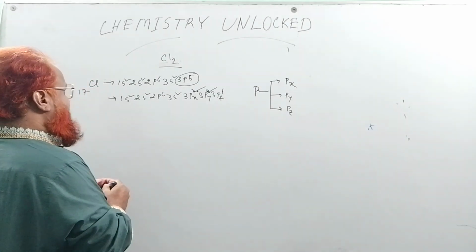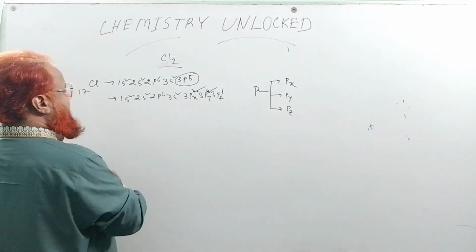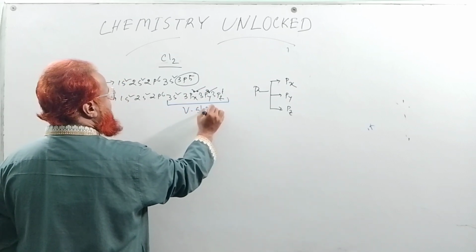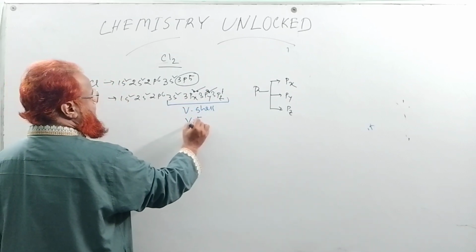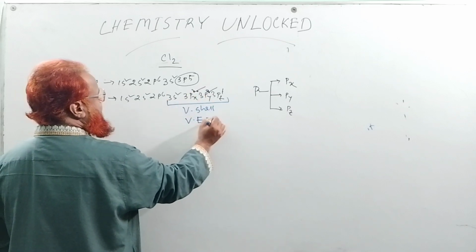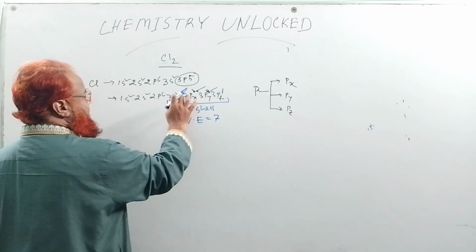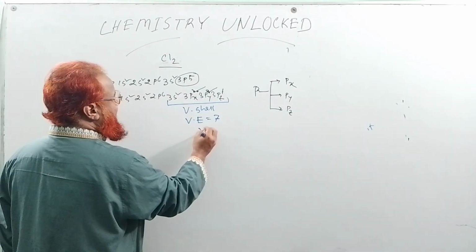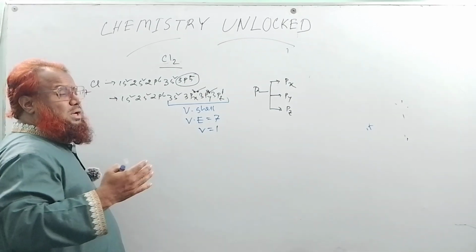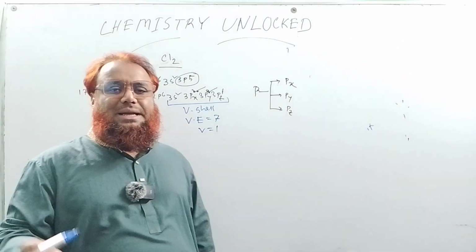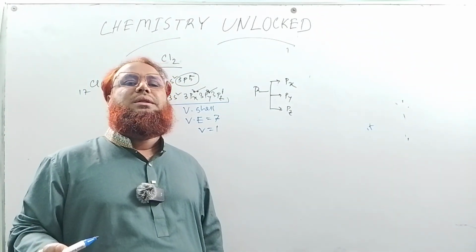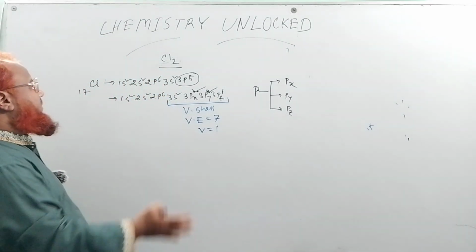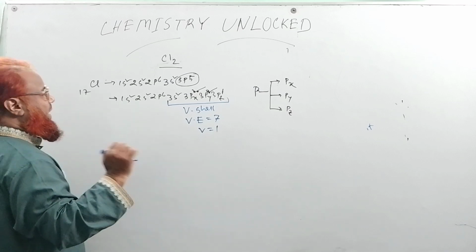And this last shell of chlorine is the valence shell. The total electron number in this valence shell is 7 and the total unpaired electron, that means single electron number, is 1. So the valency is 1. In case of a non-metallic atom, the number of unpaired electrons present in the valence shell shows its valency. So the valency of the chlorine atom or element is 1.